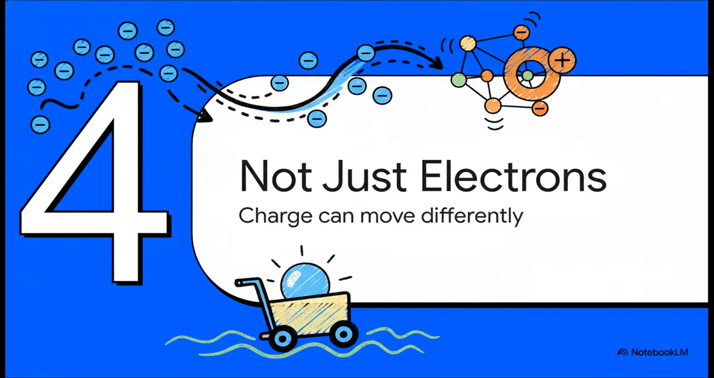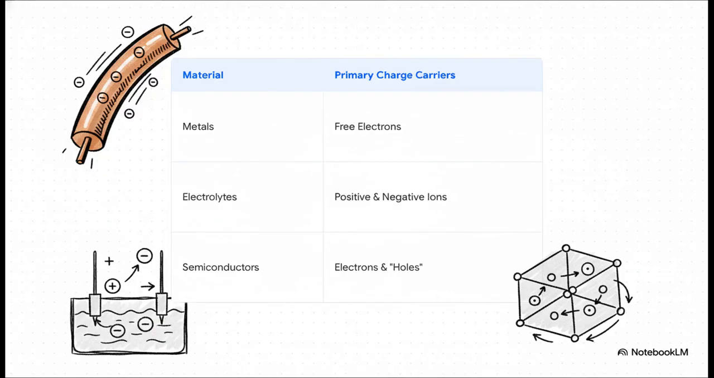So far, we've only been talking about our little electron friends as the things carrying the charge. But it turns out, depending on what material you're looking at, the vehicles on our charge highway can be totally different. And this is where it gets really interesting. So in metals, like we've seen, it's the free electrons doing all the work. Easy enough. But what about in electrolytes? Like the salt water inside a battery. It's actually two-way traffic. You have positive ions moving one way and negative ions moving the other way, and both of those flows add up to create the total current.